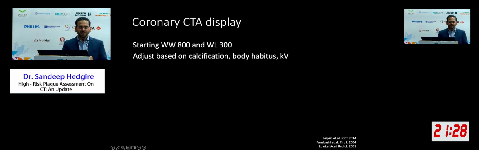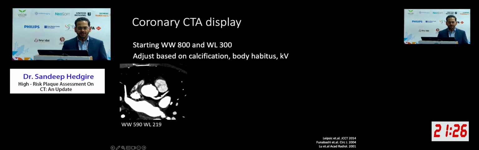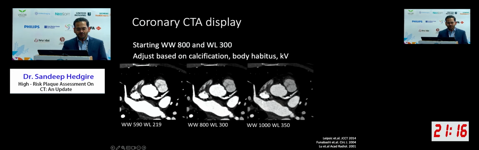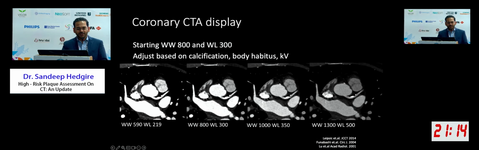So what is a good starting point? A window width and level of 800-300 is a good starting point, but you should adjust this based on the patient's image quality and the amount of plaque there is. As you can see on these images, depending on how you window, your interpretation is going to change.